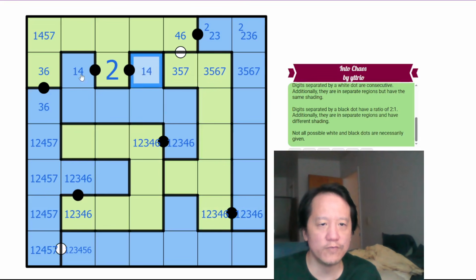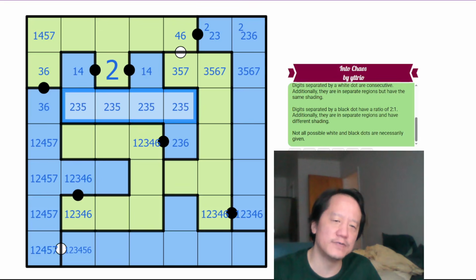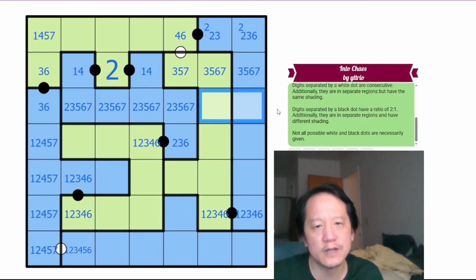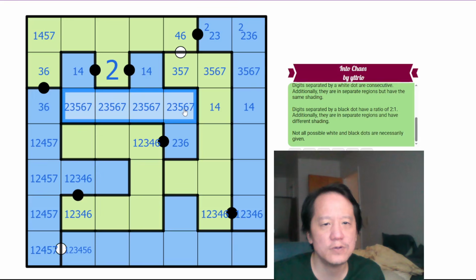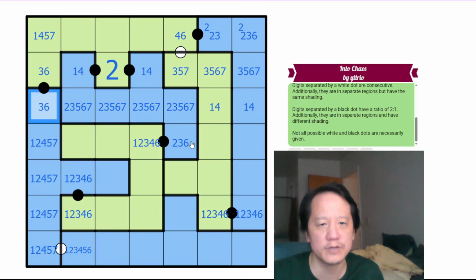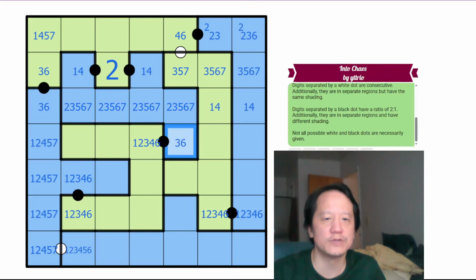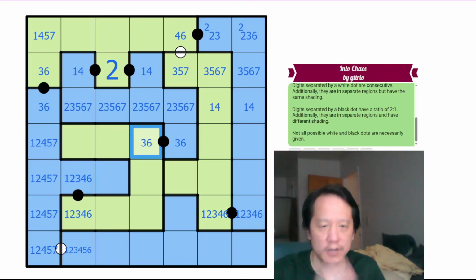We have 1, 4 as a pair here, which eliminates 1 and 4 in the rest of the region. We are guaranteed this cannot have 1 or 4. So we have to have 2, 3, 5, 6, or 7 there. That leaves this as a 1, 4 pair. We are then guaranteed 2, 5, and 7 are here because they can't be here. So this can't be 2, it must be 3 or 6, which makes this a 3, 6 pair here.